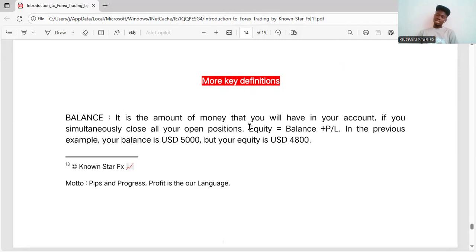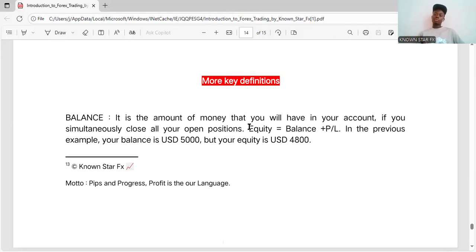Your balance plus either your profit or your loss. If you are making a profit, it will be added to your balance. So if you see that your equity is higher than your balance, it is because what? You are currently in profit. So the addition of your profit and your balance is what gives your equity. So equity simply equals what? Profit plus balance.